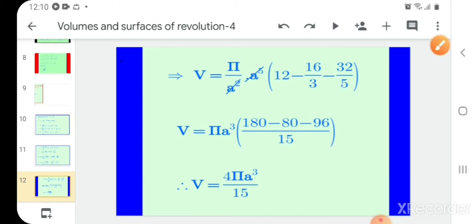Okay. Is it clear? First we should learn the formulas of integrals. After practicing integral formulas, we can easily solve these problems. Without knowing integral formulas, we can't do even a single step. Thank you.